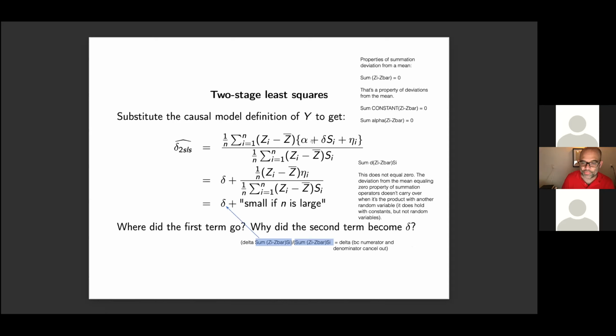All right. Now, what about this stuff? So then we go sum of (z_i minus z bar) eta_i divided by sum of (z_i minus z bar) s_i. Now, if the exclusion restriction is true, then Z is independent of eta, and in large samples, it'll equal 0. But you need large samples.